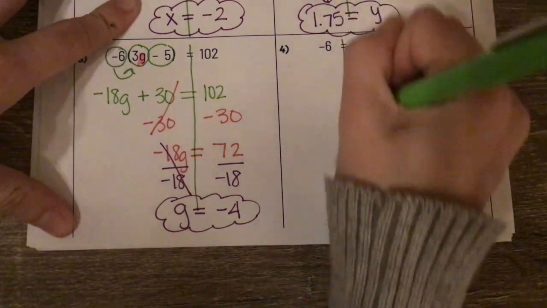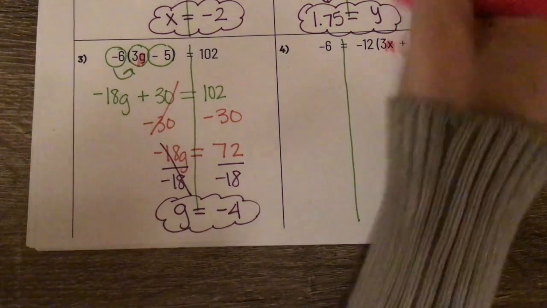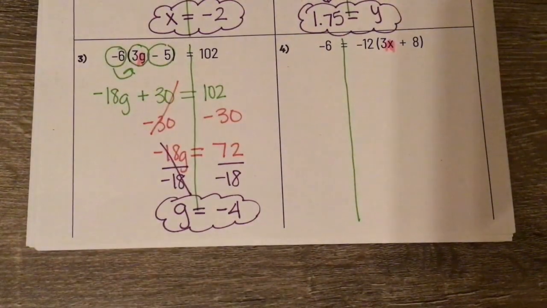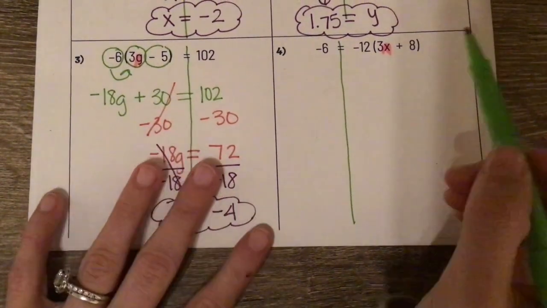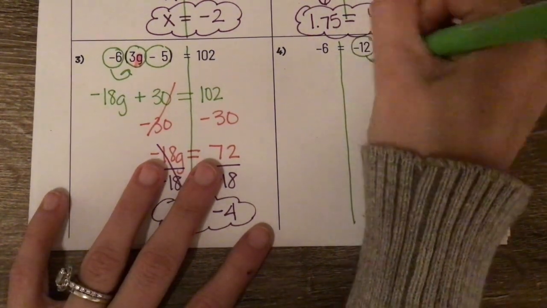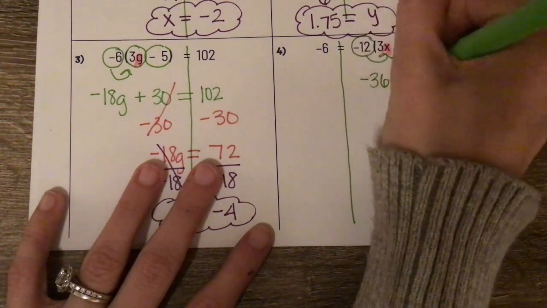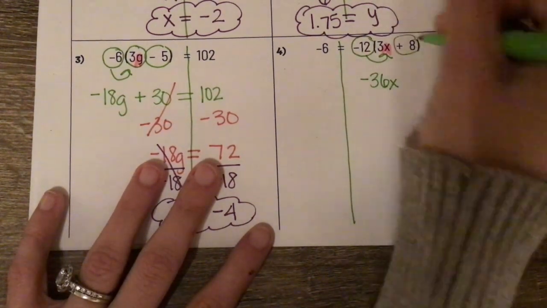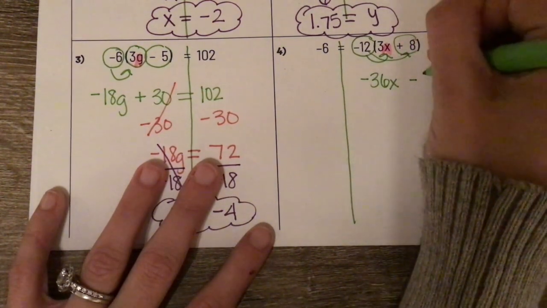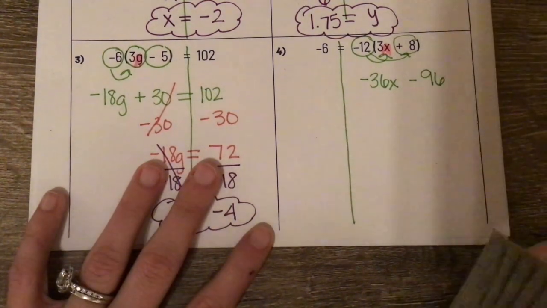Number 4, drawing my line down the equal sign, highlighting the variable. Negative 12 is being distributed to both, so make sure we're doing that negative value. Negative 12 times positive 3x is negative 36x. Negative 12 times positive 8 is negative 96. And then bring everything else down.